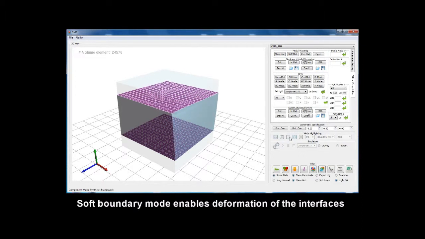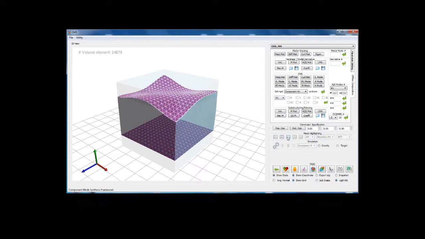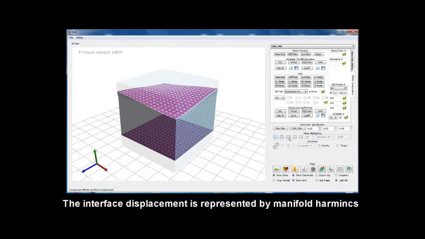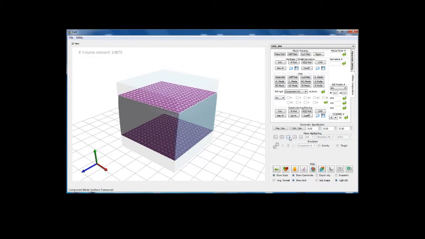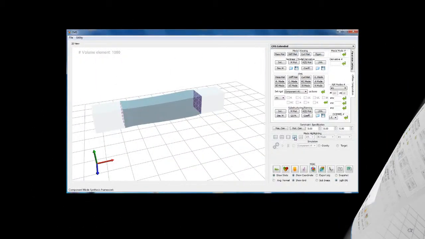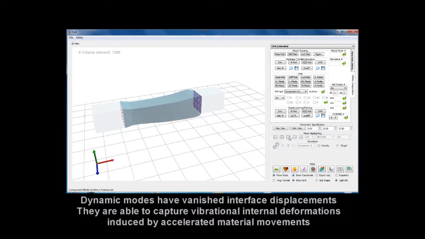We also use the manifold harmonic spaces as complementary soft boundary modes when the interface is big and the deformation is large. The domain coupling becomes trivial and can be achieved by the Lagrange multiplier method. On top of boundary modes, inertia modes are also included in the system in order to capture the vibration induced by accelerated body motion. The large deformation is handled with per-node corotational elasticity with model reduction.